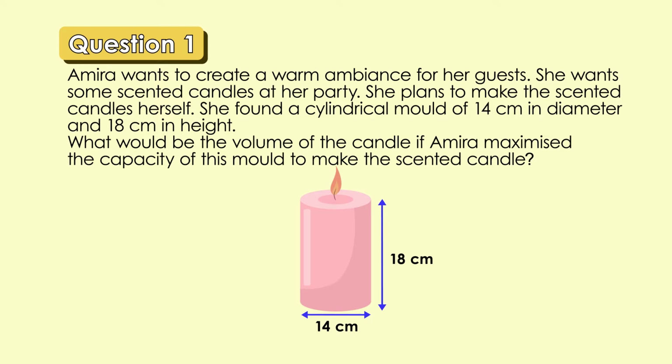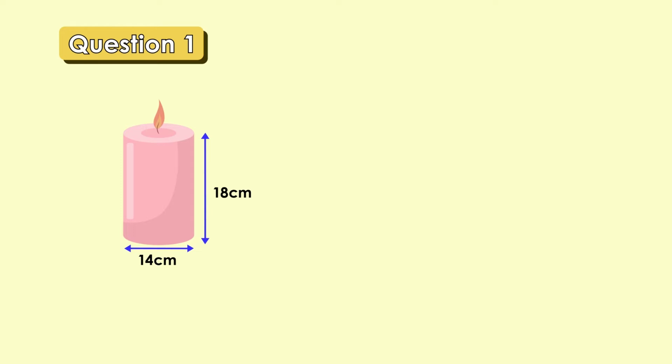She found a cylindrical mold of 14 cm in diameter and 18 cm in height. What would be the volume of the candle if Amira maximized the capacity of this mold to make the scented candle? Let's calculate the volume of the scented candle. This is a cylindrical scented candle.